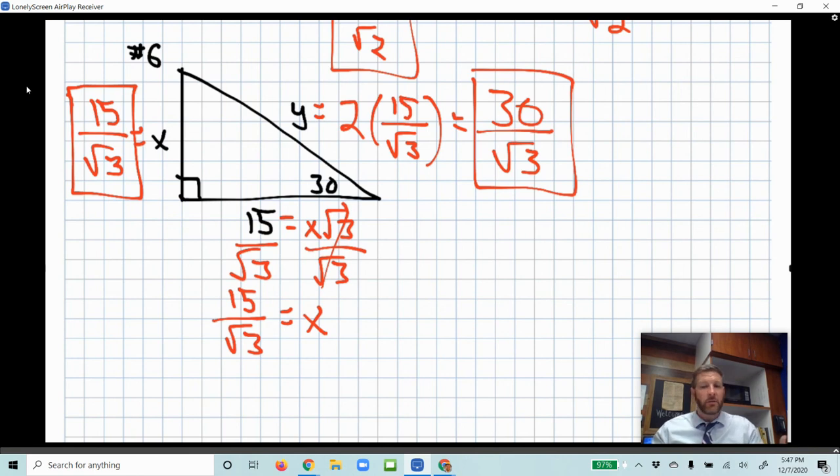But again, finding the side lengths of special right triangles, you can do it very, very quickly. And these last two problems showed you can do it very, very quickly, even when they give you the tricky radical side.